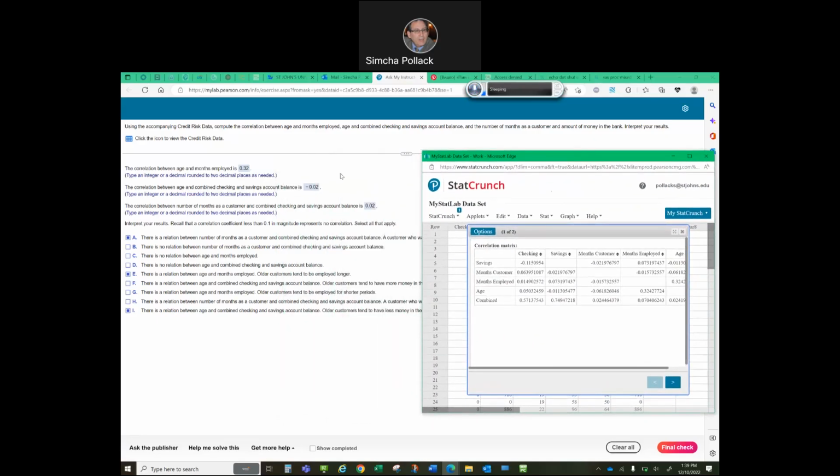So let's try to answer the questions based on that. What's the correlation between age and months employed? Well, age is here. Months employed is here, so it's positive 0.32. So David was correct. What's the correlation between age and combined checking and savings?